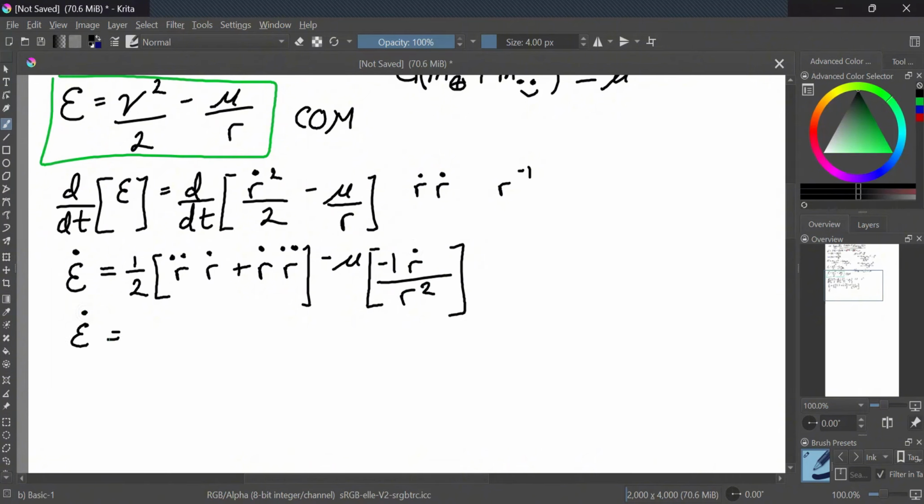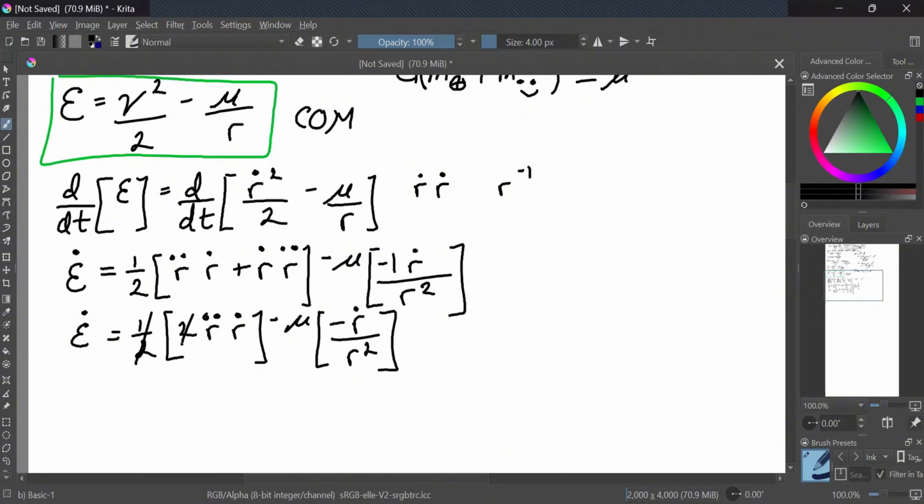Continuing on, we have 1/2, and then these two are the same. So we can say that it is 2 times r double dot times r dot minus mu. Let's make that look a little neater, shall we? Mu is r dot over r squared. Well, this cancels with this, and this cancels with this.